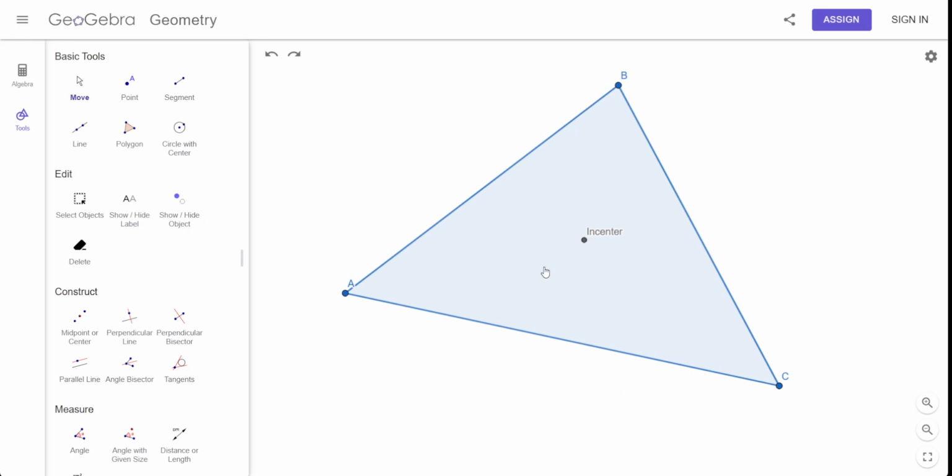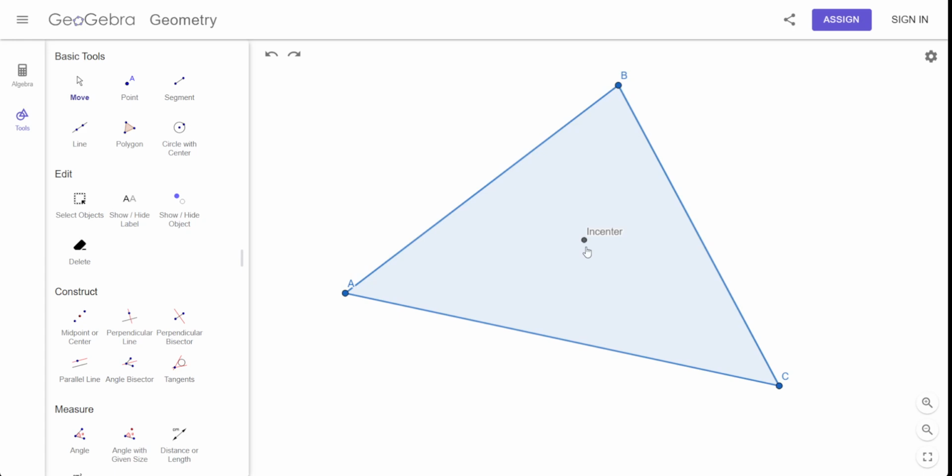Here's what I really want you to see. There's something special about that incenter. The circle is inscribed in. It's not circumscribed. It's inscribed. Why is it inscribed? Because the circle is inside the triangle. Make sense? Circumscribed means outside. All right. So that's the difference between the two.